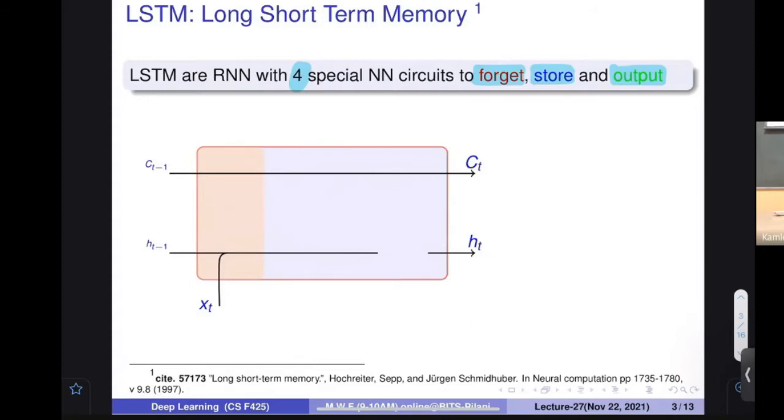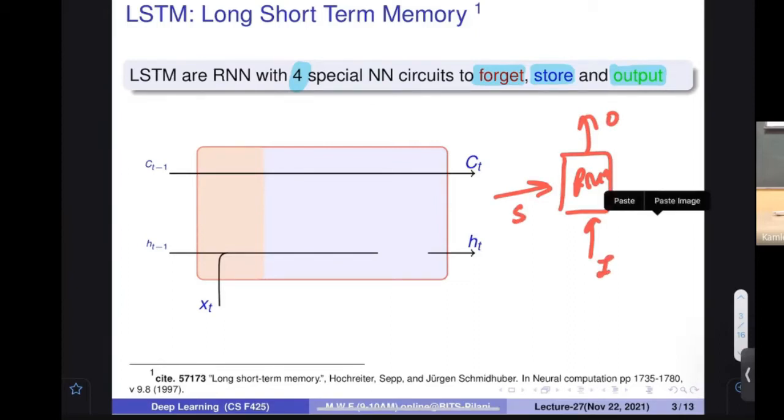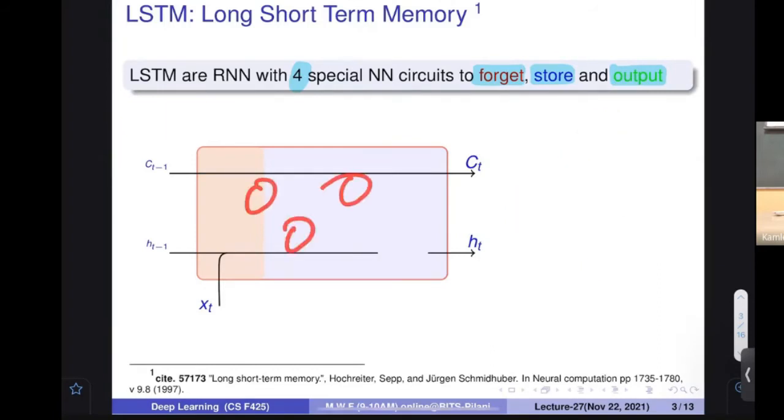Once again, earlier we were talking about only one neural network circuit, called RNN, with some input and output, and we looked at the input-output relationship with respect to the state. It was happening like that. But now, instead of the single thing, there are multiple things inside. How many neural networks? Four specialized neural network circuits. So earlier only one neural network circuit was there, but here logically different distinct work is performed by four different kinds of neural network circuits.